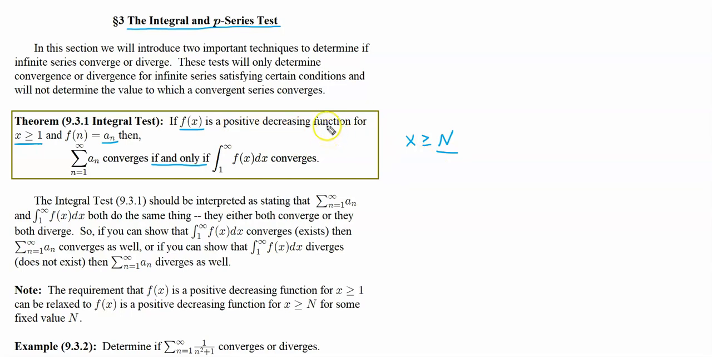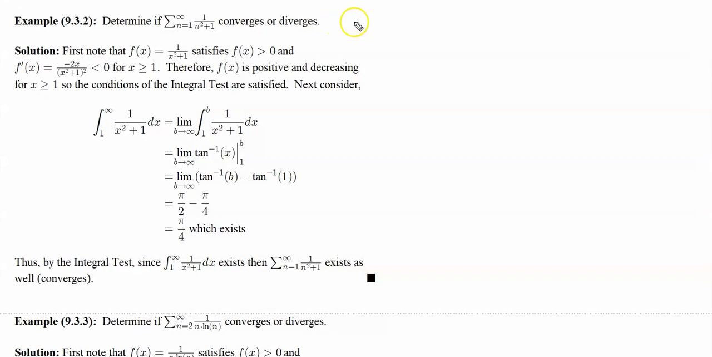Now we'll look at the proof of this later on, but first let's look at a few examples. With our first example here, we want to determine if the series from 1 to infinity of 1 over n squared plus 1 converges or diverges. So to use the integral test, our function f of x is simply going to be 1 over x squared plus 1. All we do is replace the n with an x. So that's our function.